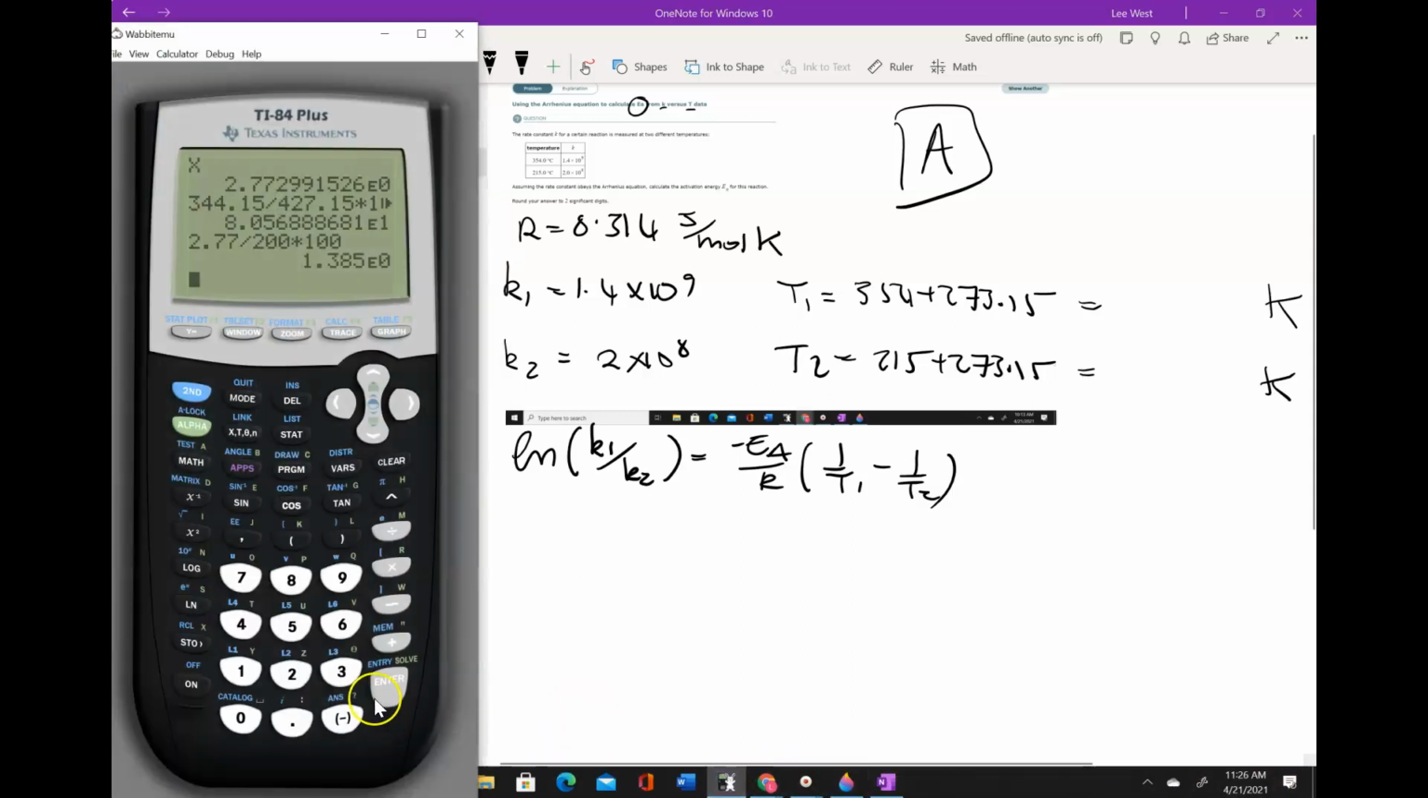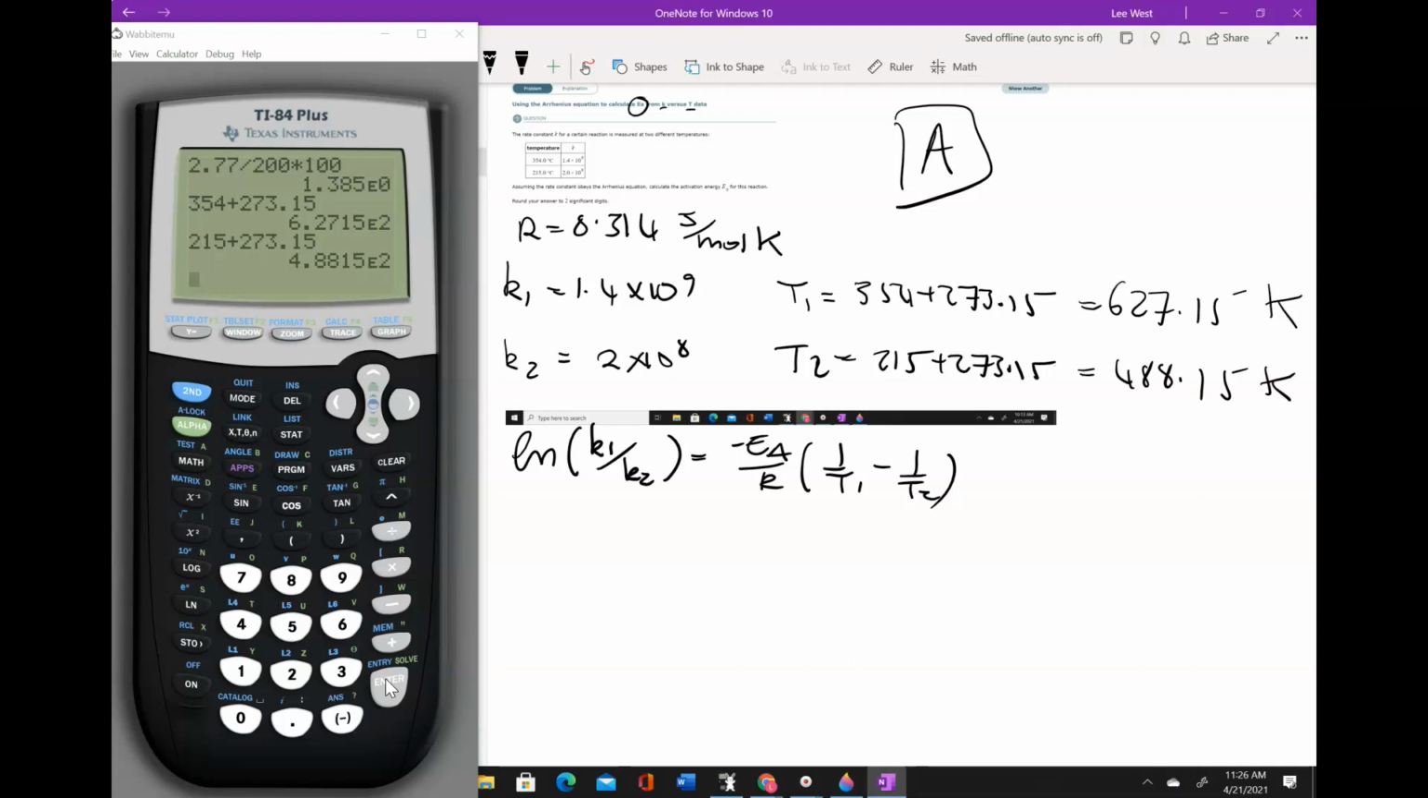Here we go. 354 plus 273.15. Enter. 627.15. And finally, 215 plus 273.15 equals 488.15. So that's looking pretty good.